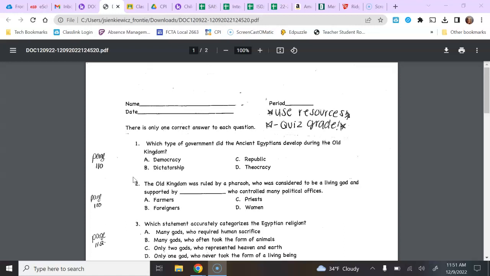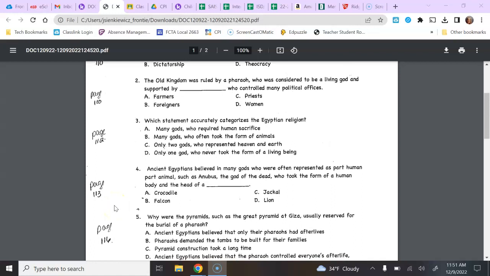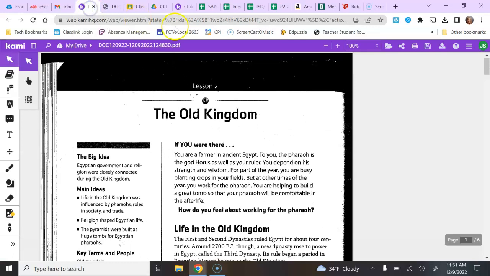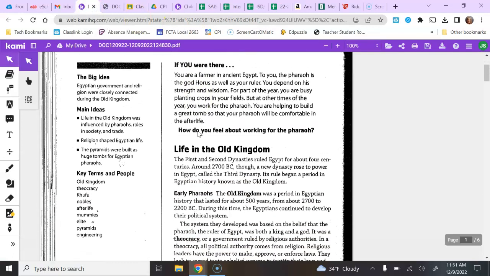I will guide you to where you can find your answers, but it's going to be up to you to actually find the answer. So next to each question, I wrote down what page in the textbook you will find the information. So let's start with question number 1: which type of government did the ancient Egyptians develop during the Old Kingdom? Your choices are democracy, dictatorship, republic, theocracy. So we're going to go to page 110 in our textbook, and here is 110.